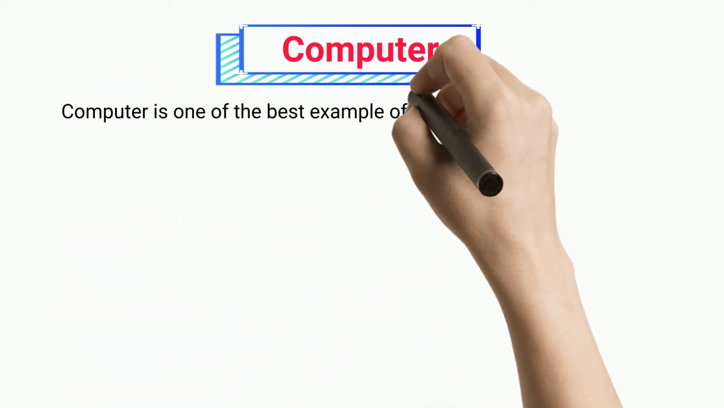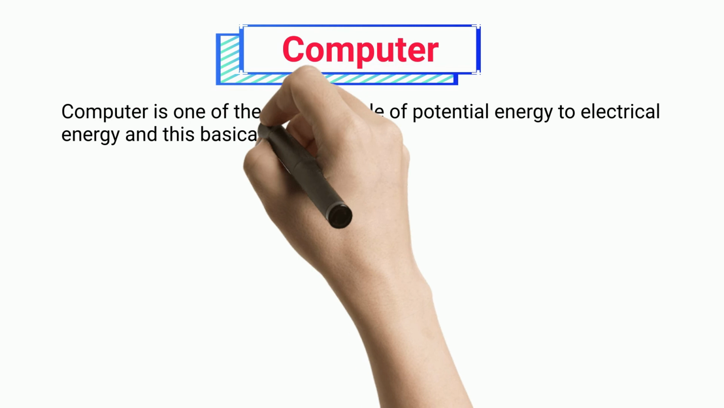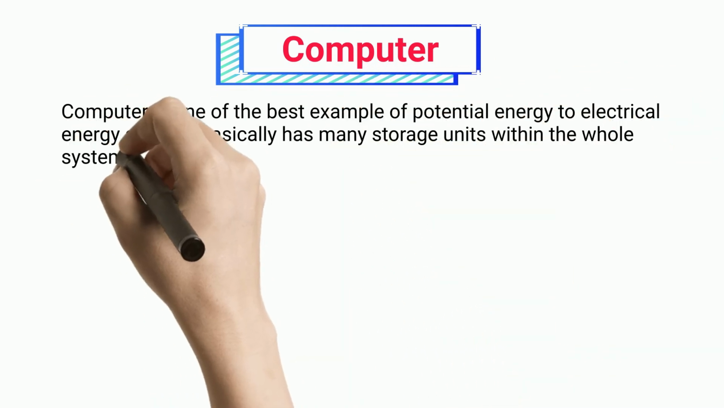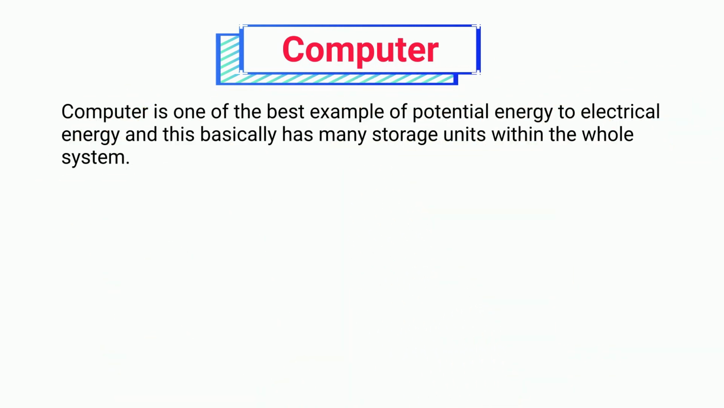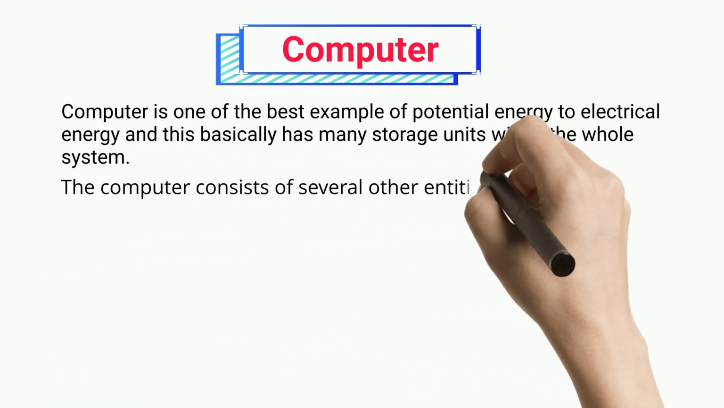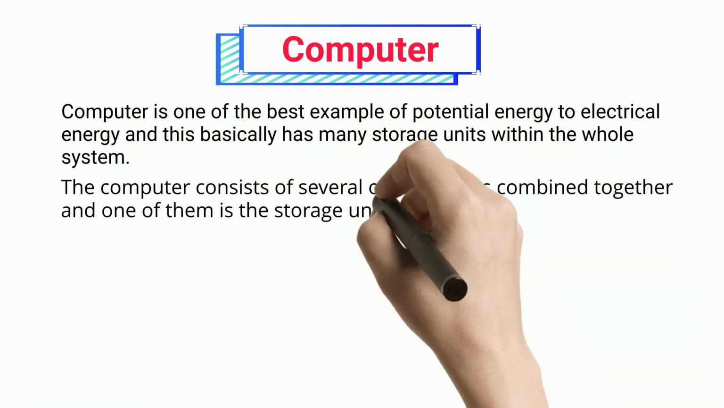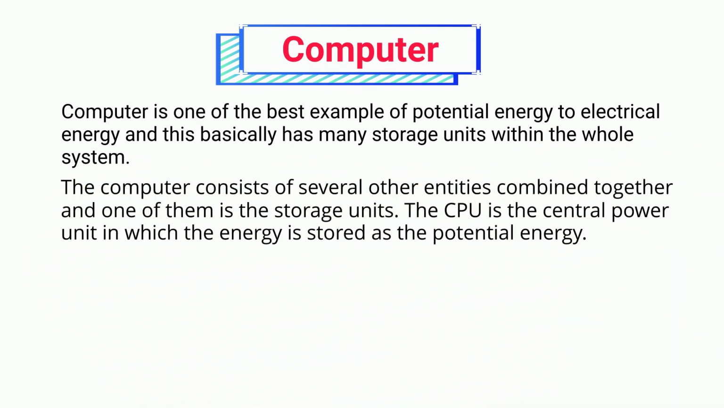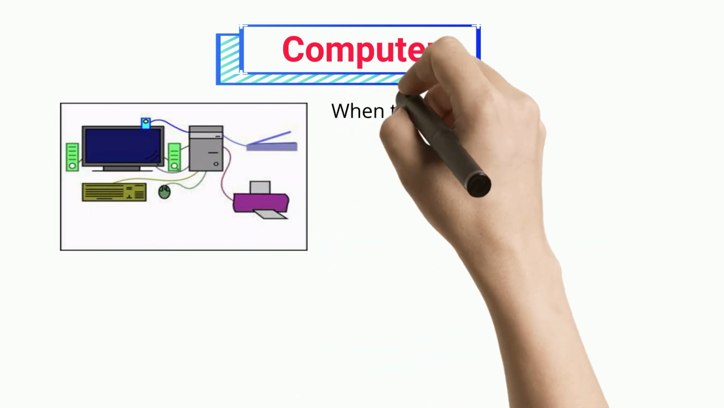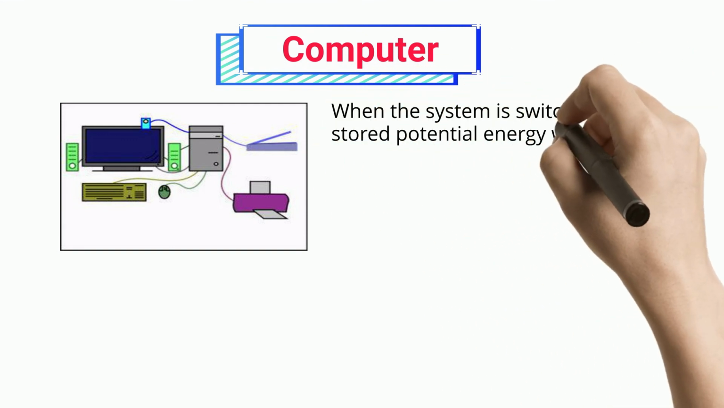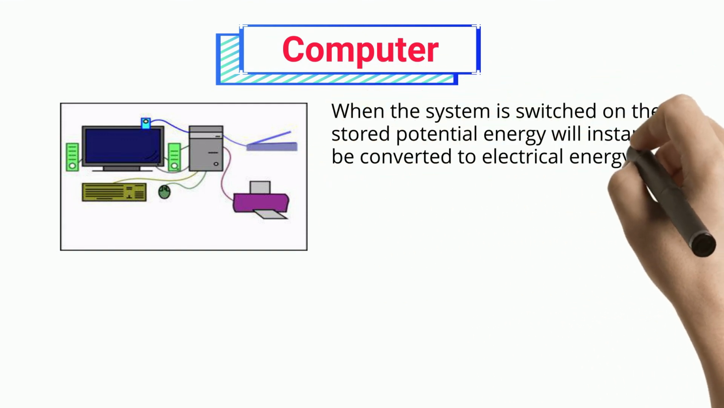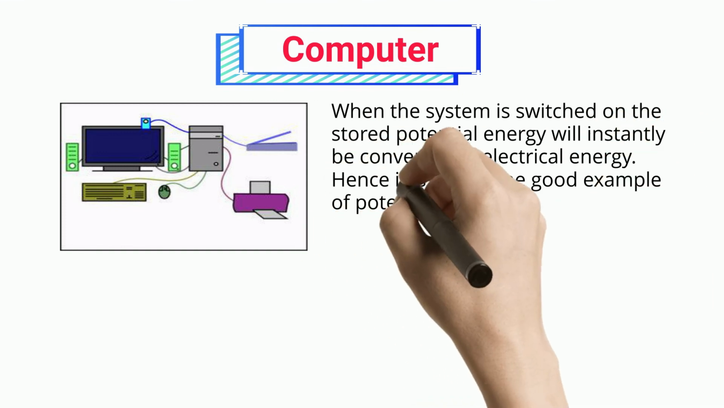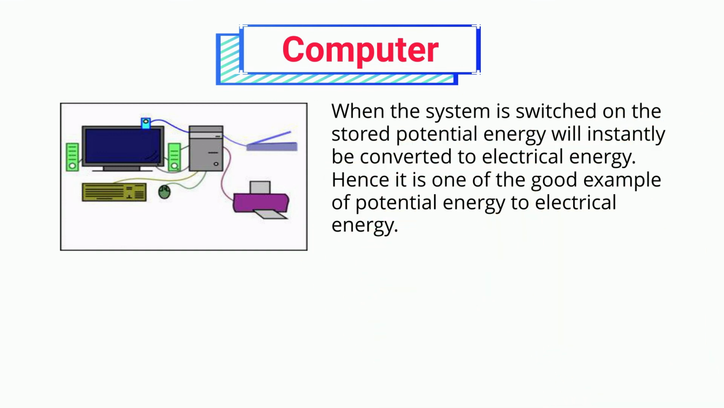Computer. A computer is one of the best examples of potential energy to electrical energy, and it basically has many storage units within the whole system. The computer consists of several entities combined together, and one of them is the storage units. The CPU is the central power unit in which the energy is stored as potential energy. When the system is switched on, the stored potential energy will instantly be converted to electrical energy. Hence, it is one of the good examples of potential energy to electrical energy.